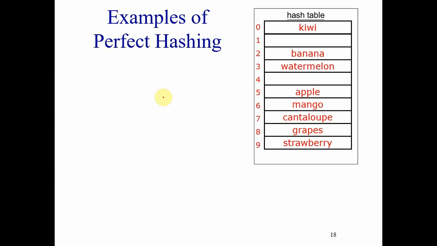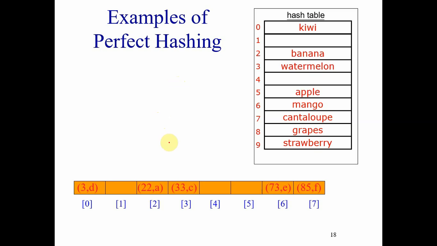Up to now, the two examples we came up with are perfect hashing. As you can see, each of the fruits is mapped to a separate location in the hash table. They don't have the same location. And also in the previous example about division by 11, you can see that they are all placed in different locations in the array. So these two examples are perfect hashing.